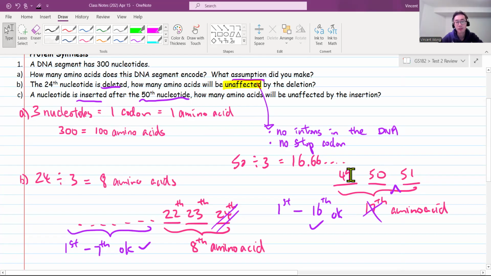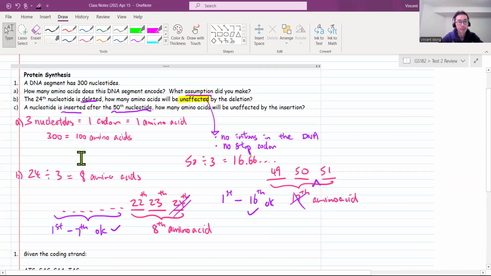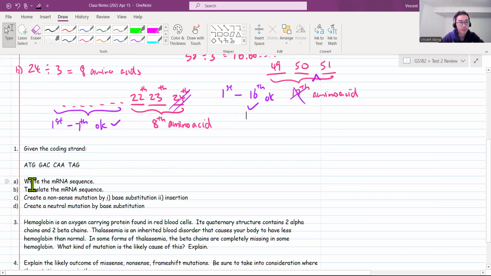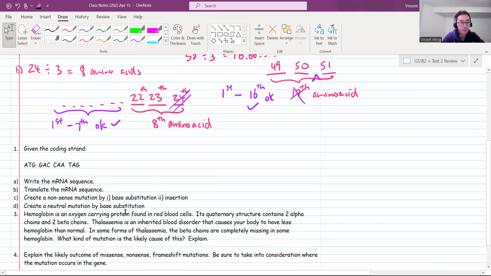Basically you have to figure out where the triplet is, and then everything before that point would be unaffected. All right, let's do this one.